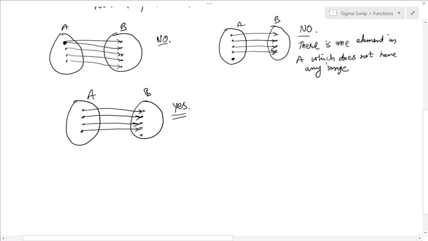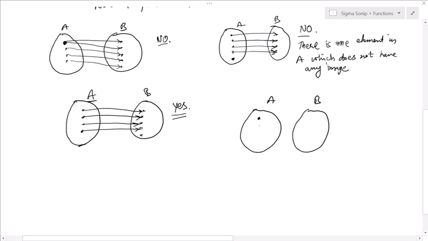The first condition is that every element should be mapped. So I can see that in A there is no spare element, every element has been mapped. And the second condition is that every element should be mapped to at most one element, and that is what is happening here. Okay, let's look at one more example here.